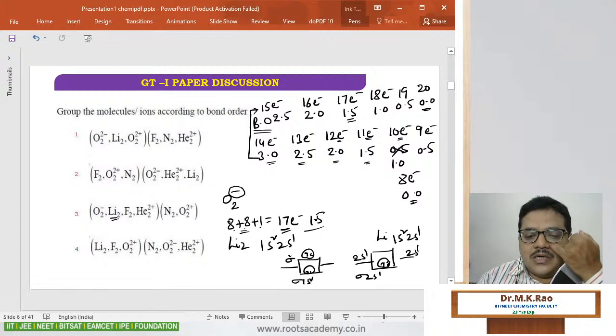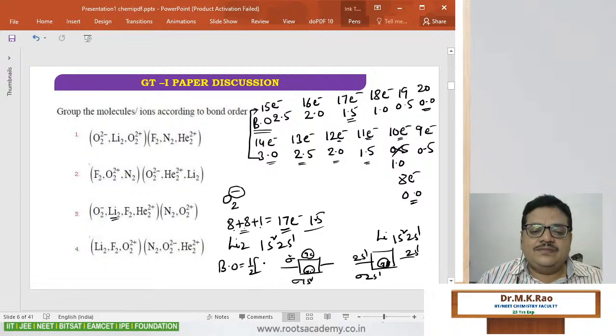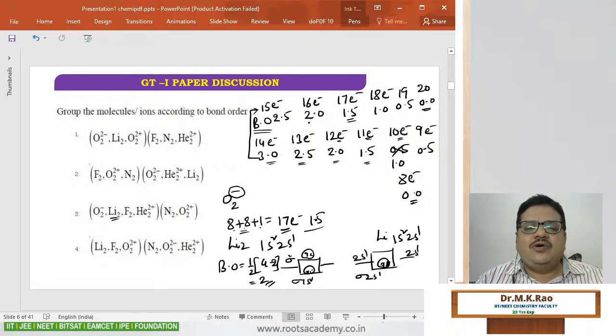Now what is the bond order? Bond order is equal to 1 by 2 into the number of bonding electrons, 1, 2, 3, 4, minus 2. It is 1. Okay. Now you see O2 minus, what is the bond order of O2 minus?